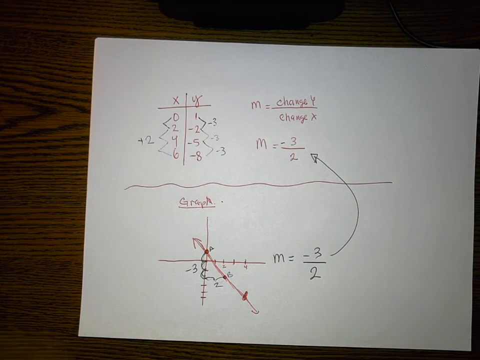So can you see that from the table and from the graph are the easiest ones to identify the slope? And the students usually have no problem with from a table and from a graph. What they have a hard time with is from a coordinate pair.